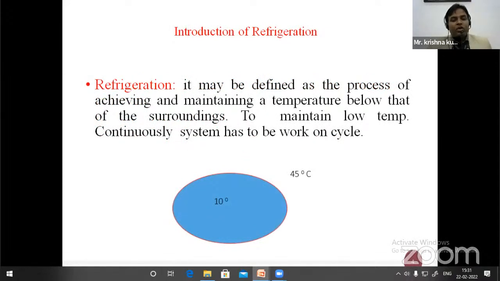So first, what is refrigeration? Refrigeration is basically cooling. By definition, it may be defined as a process of achieving and maintaining a temperature below the surrounding temperature. Like in this sketch, suppose the surrounding temperature is 45 degrees and we are able to maintain 10 degrees, so that is basically called refrigeration.